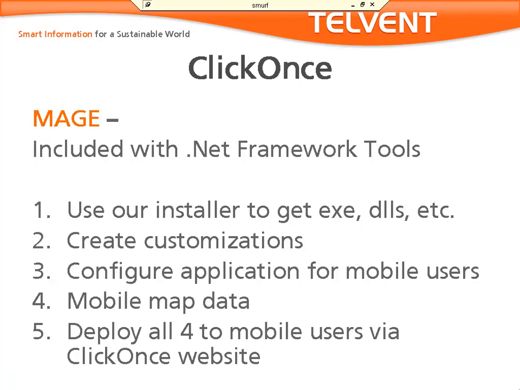So what you do is you use our installer to get all of the executables, all of the assemblies, and the config file, etc. You create any customizations that you want. You then configure the application for mobile users using that settings screen that we provide, and that will update the configuration file. You can optionally create any mobile map data you want, and then you can deploy all of that to the mobile users via ClickOnce.